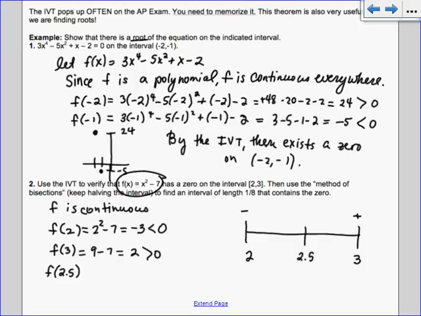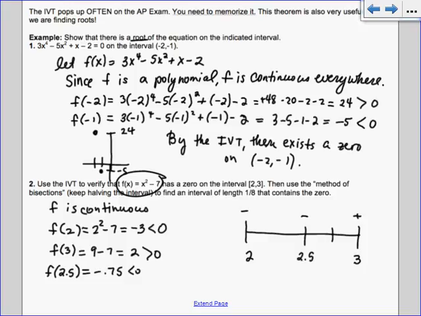So when you find f of 2.5, you should get negative 0.75. Okay, so that's less than 0. So that's negative. So now where are we between? Between 2.5 and 3, right? What's the length of that interval? 1/2, right? So we want to halve it again and then one more time.